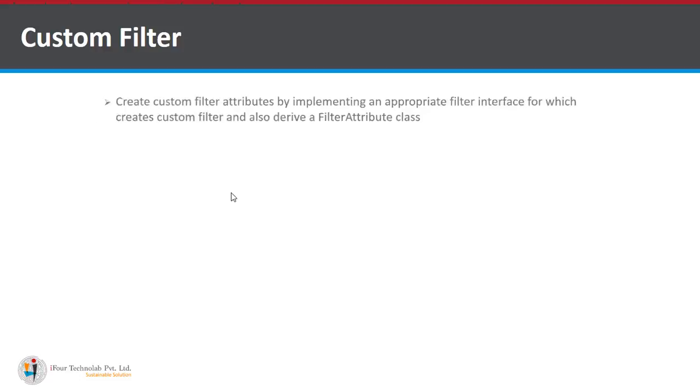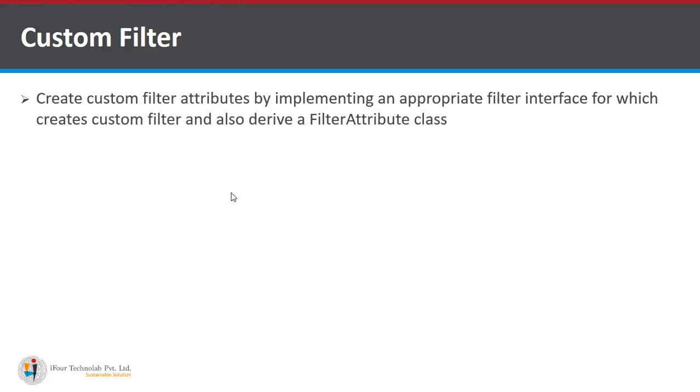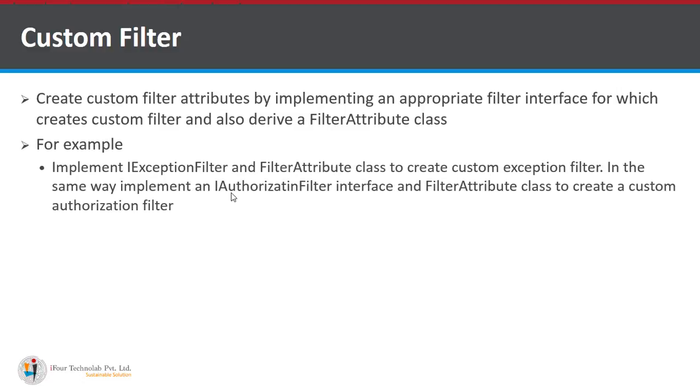Next one is custom filters. You can create your custom filter as well. Create a custom filter attribute by implementing an appropriate filter interface, which creates the custom filter, and also derive a filter attribute class. For example, implement the IExceptionFilter interface and a filter attribute class to create a custom exception filter. In the same way, implement the IAuthorizationFilter interface and a filter attribute class to create a custom authorization filter.